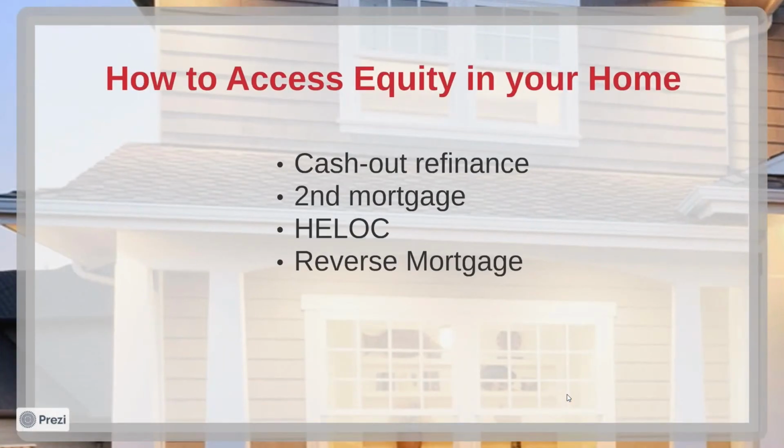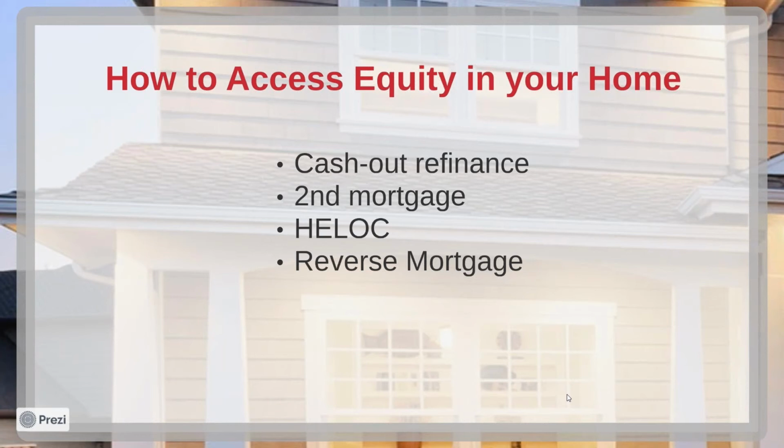How to access your equity. There are a few different products that you can use to access it. You could look at a refinance of the mortgage that you have right now and obtain cash. You can leave your current mortgage in place and get a second mortgage behind your first mortgage. It's called the second mortgage because it's in second lien position. That would allow the first mortgage to remain as it is right now.